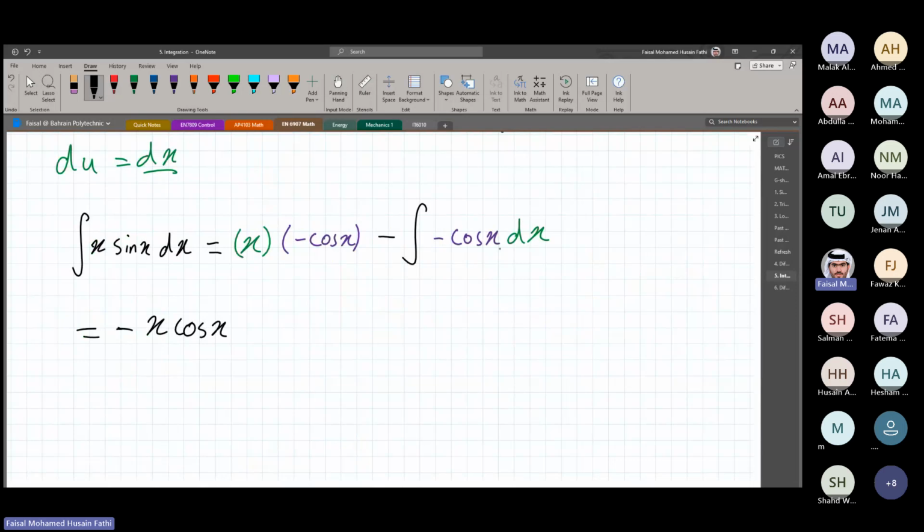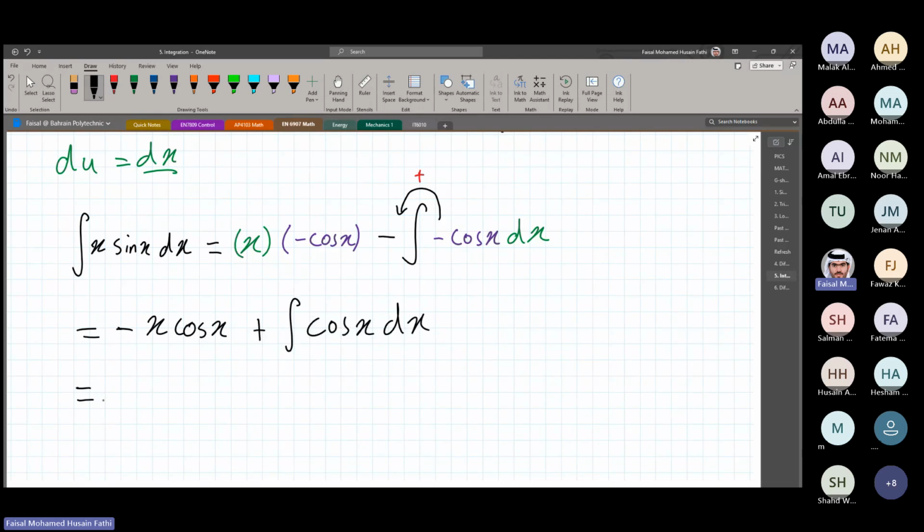Integration of minus cosine x, you can always take the minus outside from the beginning, just so you don't get confused. Actually, I would recommend you take out the minus before you do the integration so you don't get confused by sign. So you can take out this minus outside. Minus times minus becomes plus, plus the integration of cosine x dx.